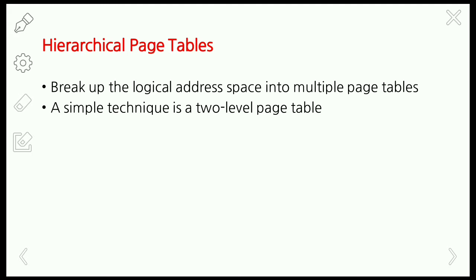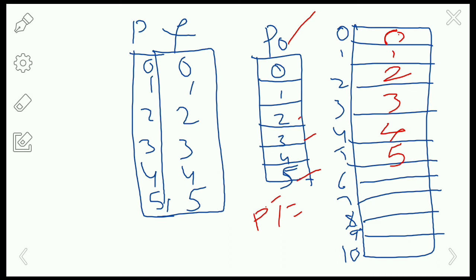When hierarchical paging is used, there are different ways in which the mapping can be done from the logical address to the physical address, and a simple technique to implement the hierarchical page table is a two-level page table. Here we are going to learn about the two-level page table with a simple example.